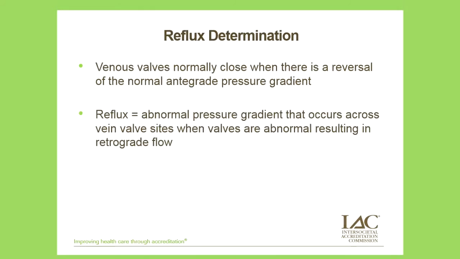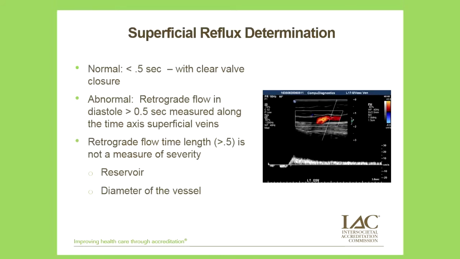So reflux detection is venous valves. When they close, there's normally a reversal of the normal antegrade pressure. When they don't close, that's because there's an abnormal pressure gradient that occurs when valves are abnormal, and it allows retrograde flow. So the valves are not closing correctly, and that permits backwards flow, called reflux. So superficial reflux is determined when there's greater than 0.5 seconds measured along the time axis.